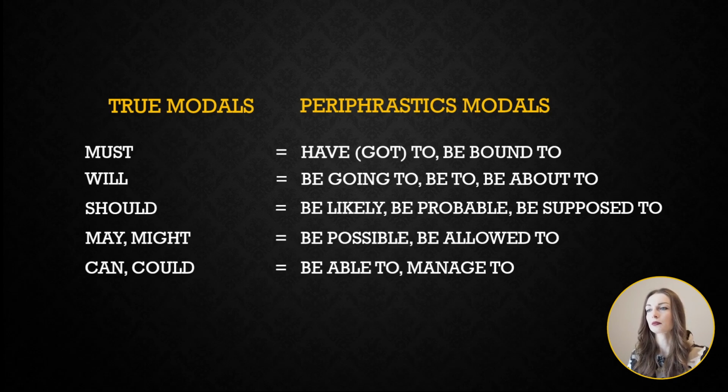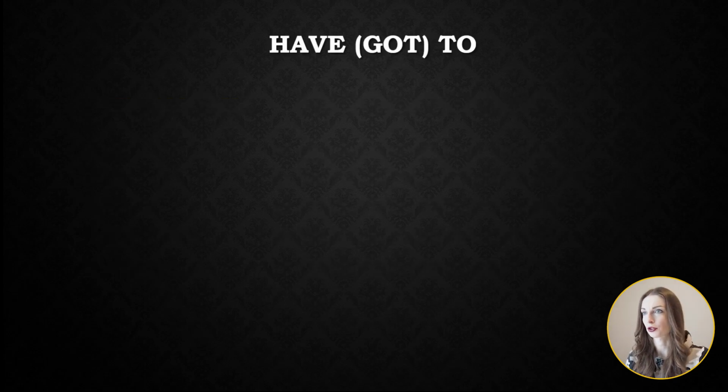Okay. Let's begin with have got to. Have got to means to be forced to do something. We use this structure when we speak about something which is expected, something which is necessary. Usually we use have got to when the circumstances force us to do something, or some moral obligation forces us to behave in a particular way.